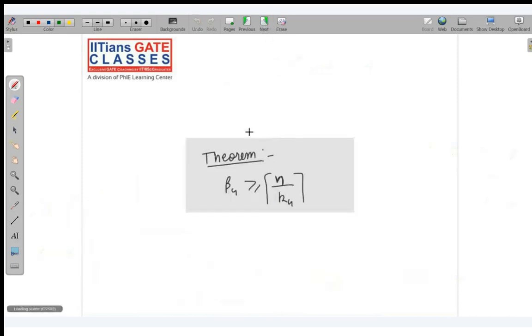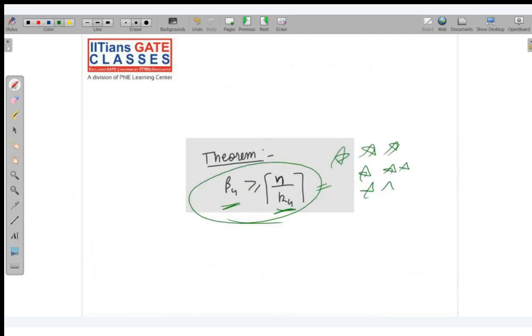Okay. So theorem: beta G will be greater than or equal to n upon kG. kG was your chromatic number. This is the relationship between beta G and kG. You have to remember this. If you want proof, then I can give you. It is on my next slide. Take snapshot first.